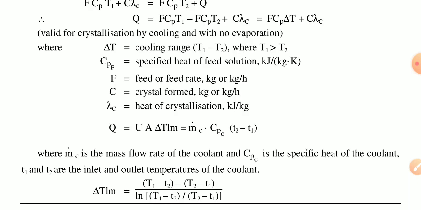Q is equal to UA delta TLM, which is equal to MC·CPC·(t2 minus t1), where MC is the mass flow rate of the coolant and CPC is the specific heat of the coolant. Small t1 and t2 are the inlet and outlet temperatures of the coolant. Delta TLM is equal to (T1 minus t2) minus (T2 minus t1), divided by ln of (T1 minus t2) over (T2 minus t1). This is all the notation used here.